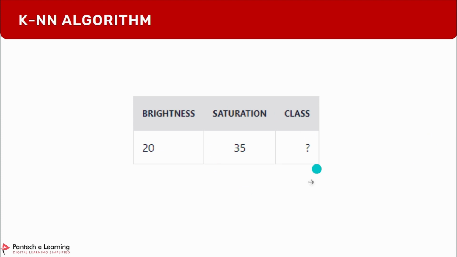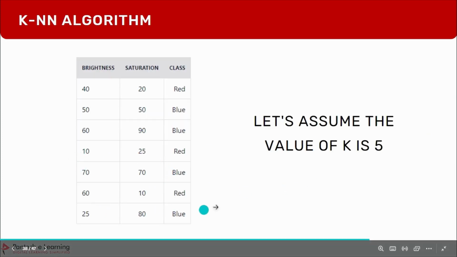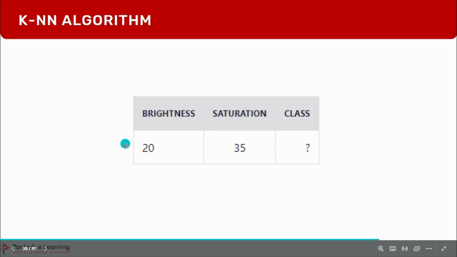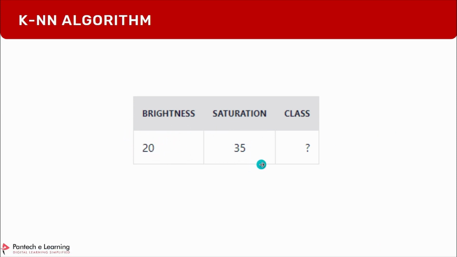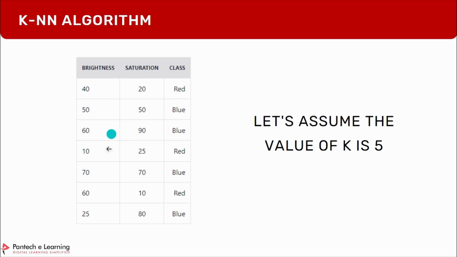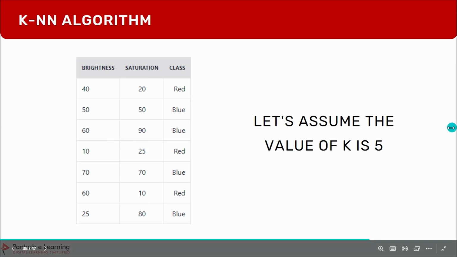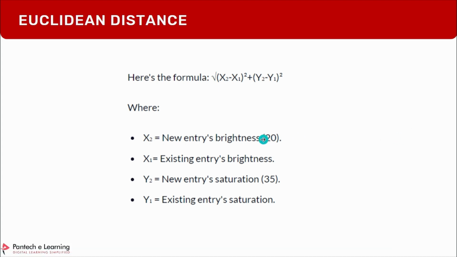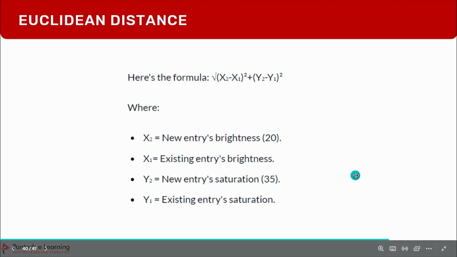Now, before I tell you what formula it uses, I want to make a prediction. If my brightness is 20 and saturation is 35, what will be the class of it? It uses a formula: square root of (x2 minus x1) the whole square plus (y2 minus y1) the whole square. Here x2 is the new entry's brightness, which is 20, and x1 is the existing entry's brightness, and y2 is the new entry's saturation, and y1 is the existing entry's saturation.